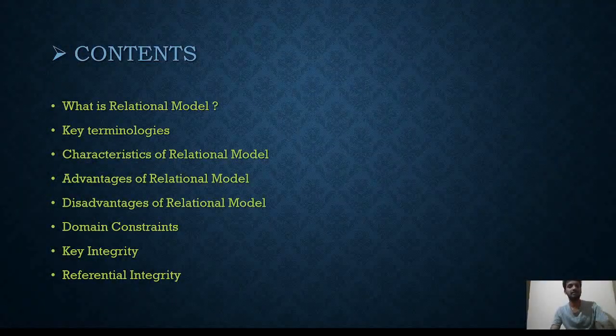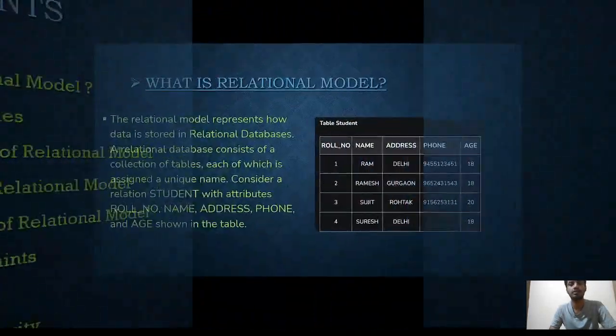Firstly, we'll get started with what a relational model actually is, a few introductions and a few examples. Then we look at the key terminologies used in a relational model. Then we'll see what the characteristics are. Then we'll shift to the advantages and the disadvantages, and after that a few important things based on the relational model, such as the domain constraints, the key integrity, and referential integrity. We'll look at them later. So firstly, let's get started with what a relational model actually is.